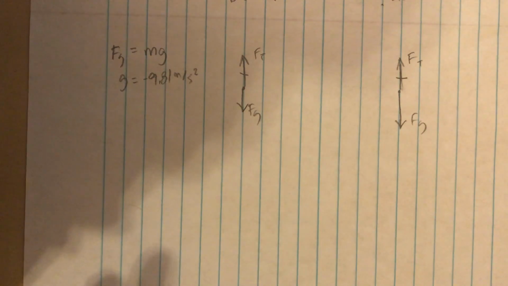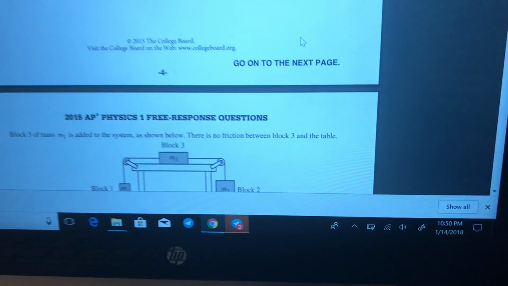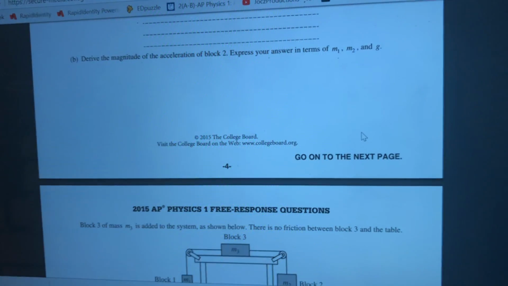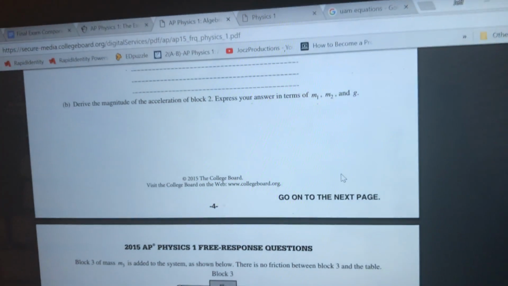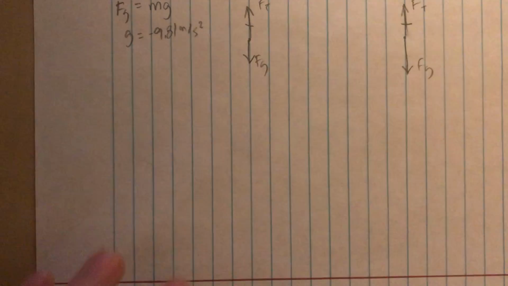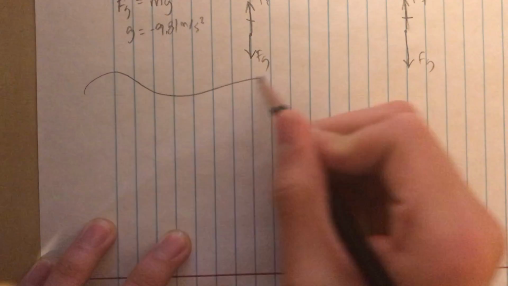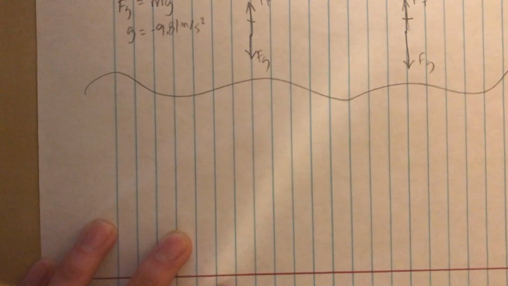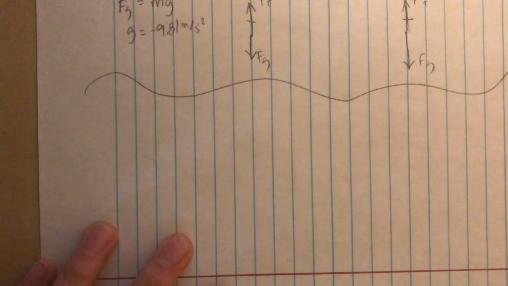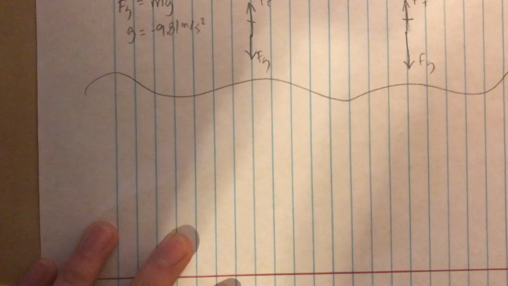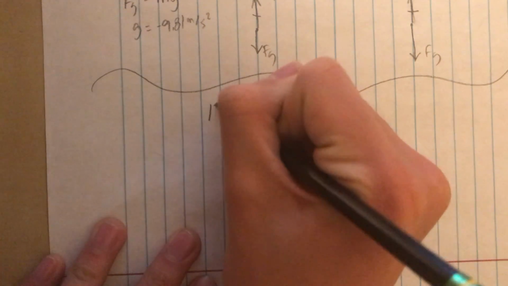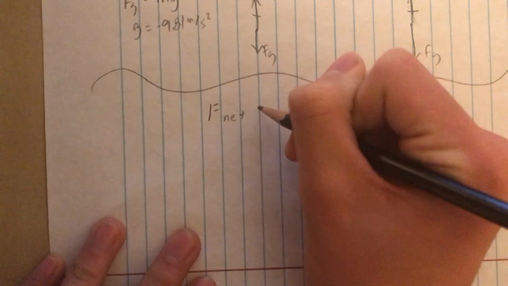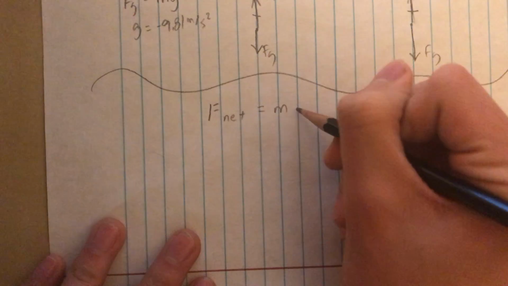Let's go into part B. Part B says, derive the magnitude of the acceleration of block 2. Express your answer in terms of mass 1, mass 2, and g. So, to solve this problem, it's asking for the acceleration of block 2. What we need to do is use Newton's second law, which states that in a system, the net force will always equal mass times acceleration.